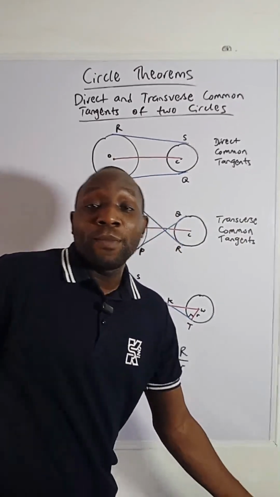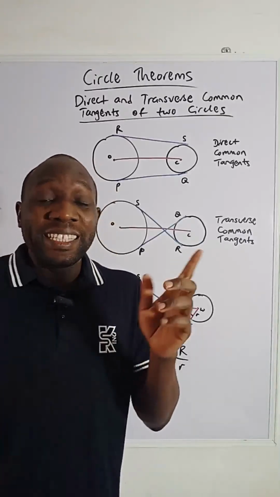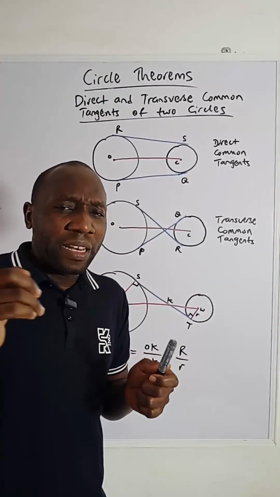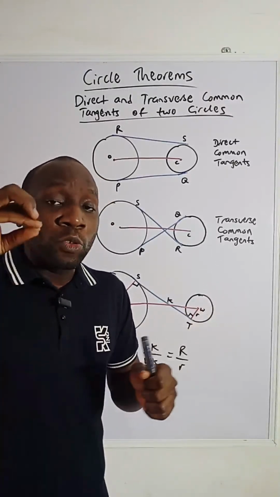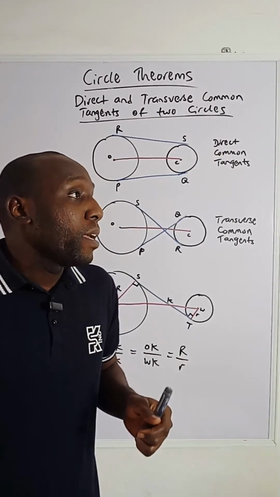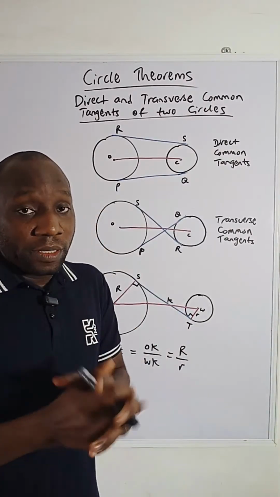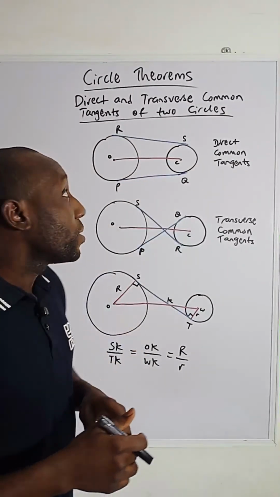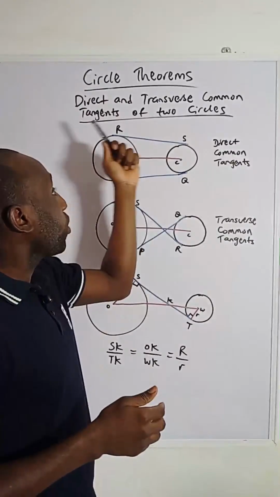Okay, without wasting time, we're going to get started. In the last lesson, we talked about intersecting chords, and I gave you some ways you can get the length of the chord or the length of the tangent when you have two chords intersecting and those chords are extended. You have a secant if you extend the chord, right? In today's lesson, we're going to be wrapping up this topic, circle theorems, and this is the last aspect we'll be looking at on circle theorems. So we'll be looking at direct and transverse common tangent of two circles.